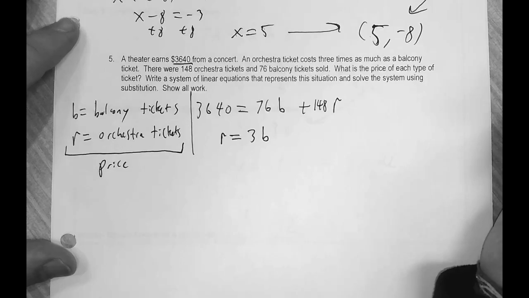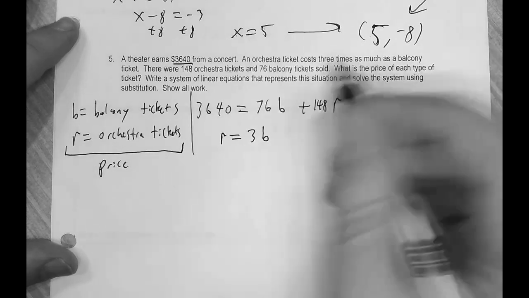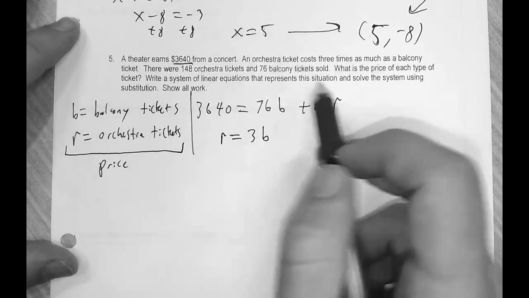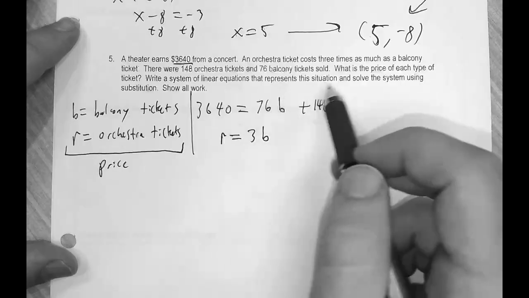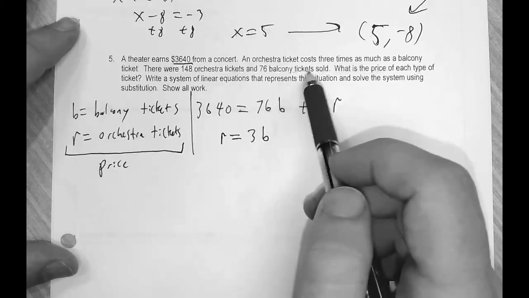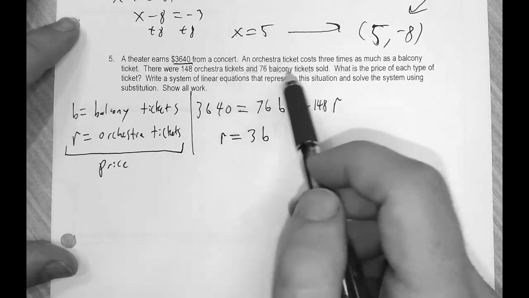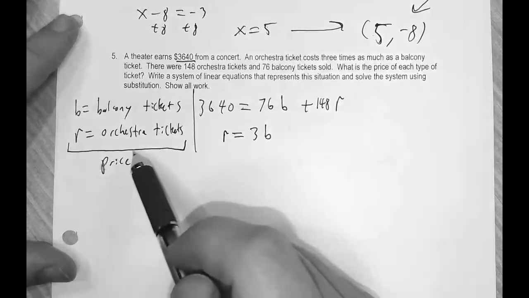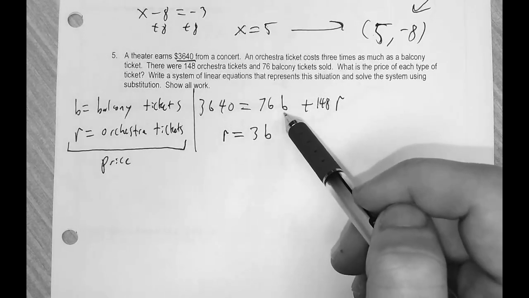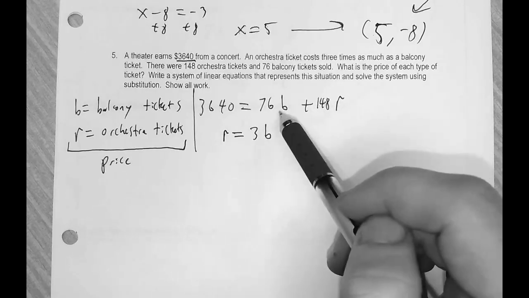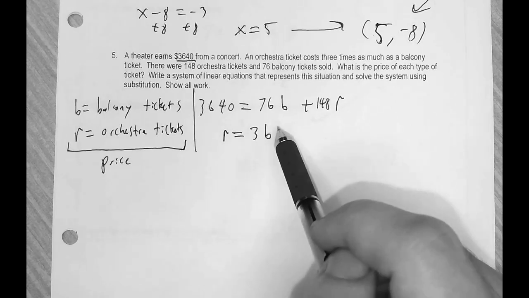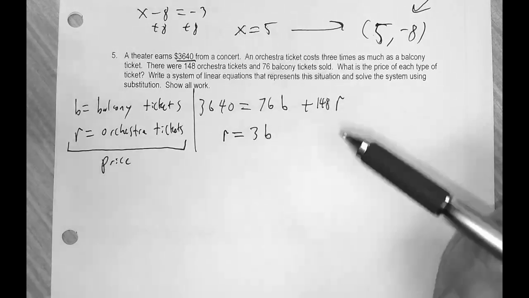Do you all see how this worked? So we earned $36.40 from a concert. So I'm like, okay, I'm gonna use that $36.40, and I'm definitely gonna have to use something about the balcony tickets and the orchestra tickets. But it told me how many orchestra tickets and balcony tickets there were, so that wasn't gonna be my unknown. The unknown had to be the price. And so by setting the B and the R as the price of the balcony or orchestra tickets, and knowing that the orchestra tickets were 3 times as much as the balcony tickets, now we can solve.